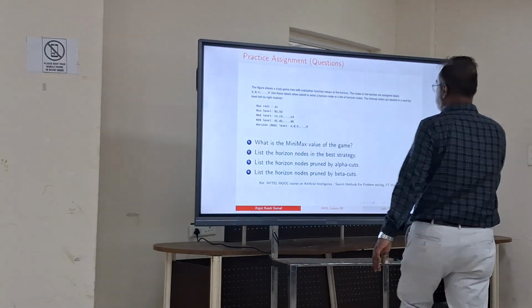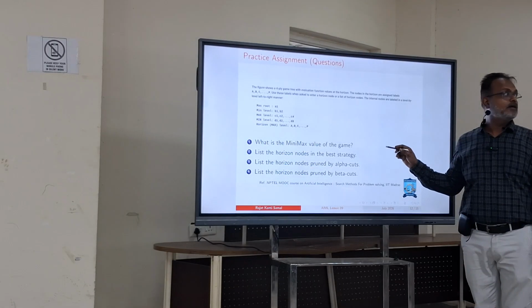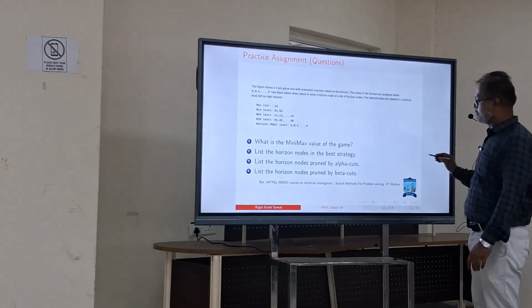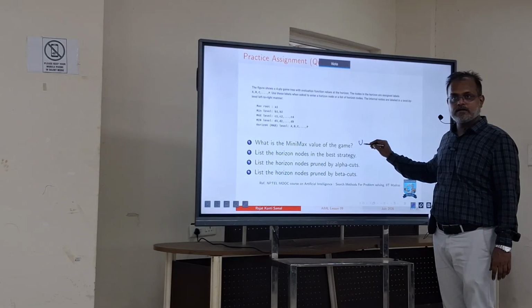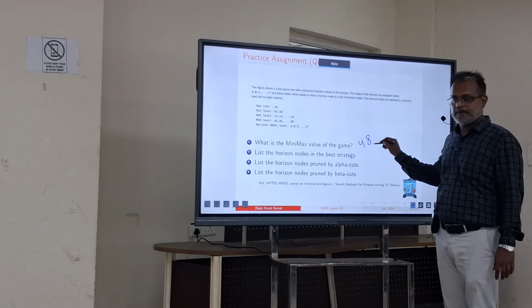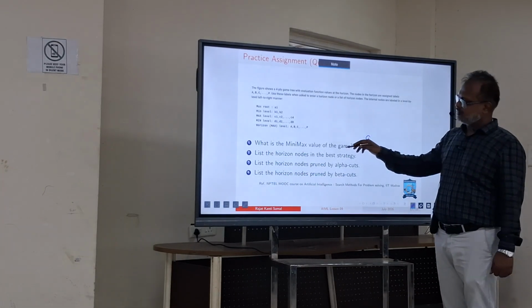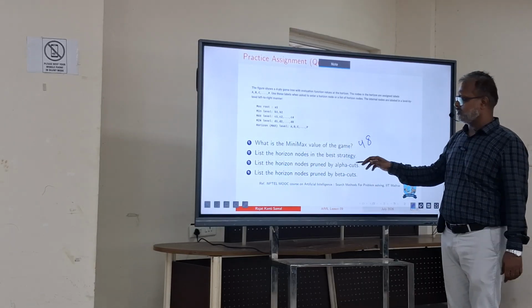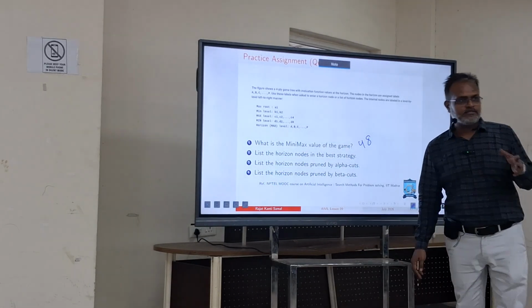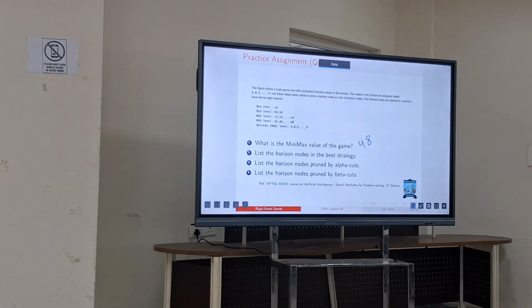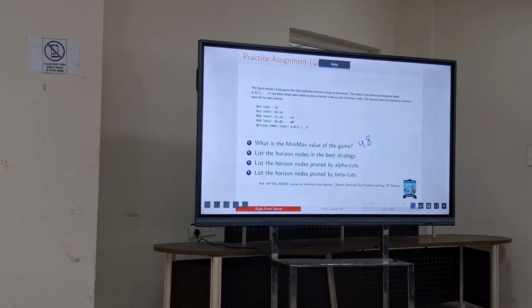Okay. So what is the Minimax value of the game? 48. Then list the horizon nodes, alpha beta cuts. Okay, alpha cut and beta cut. All these things you have to find out. Those two will take time. Okay, but at least you should find out the Minimax value of the game.